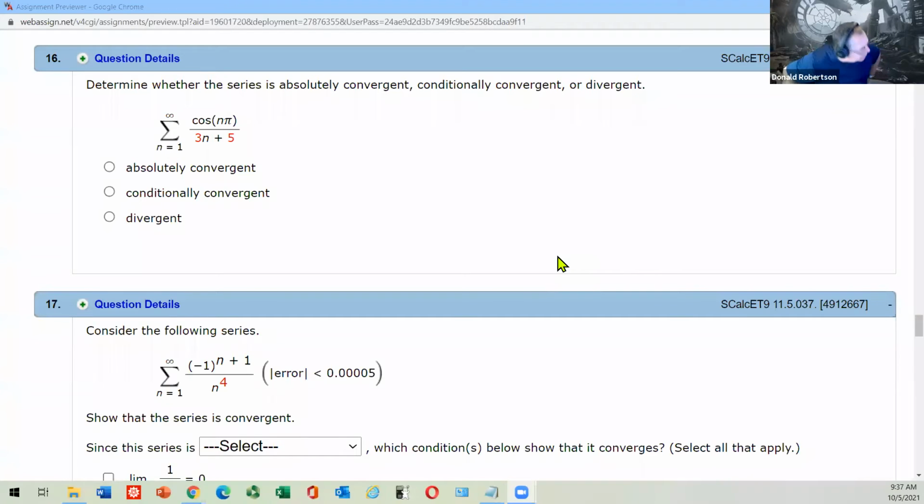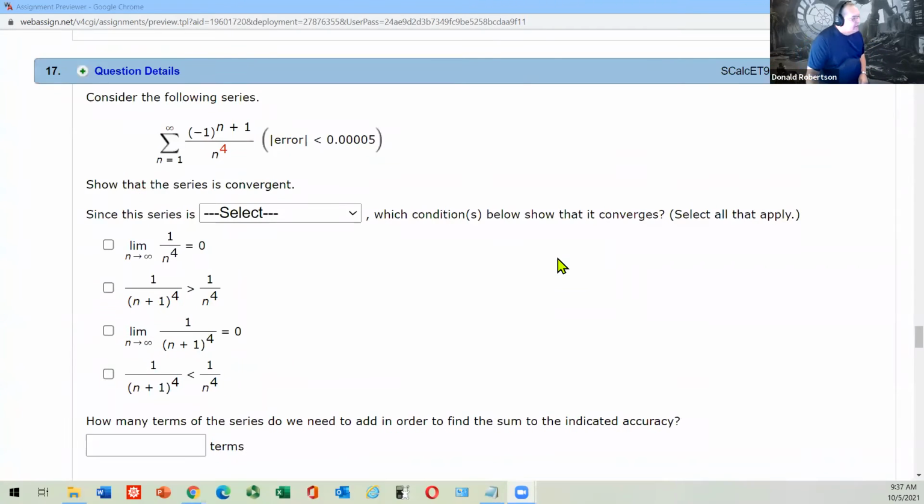Right. So let's look at what they look like when you do them inside the homework. So here we go. Okay, so they do a little bit more work, but that's fine. Consider the following series, right? It's an alternating series, not unlike my n to the 4 that I did a few moments ago. Oh, they want a really good error, right? Do you see how small they want the error to be? Now, show that the series is convergent.